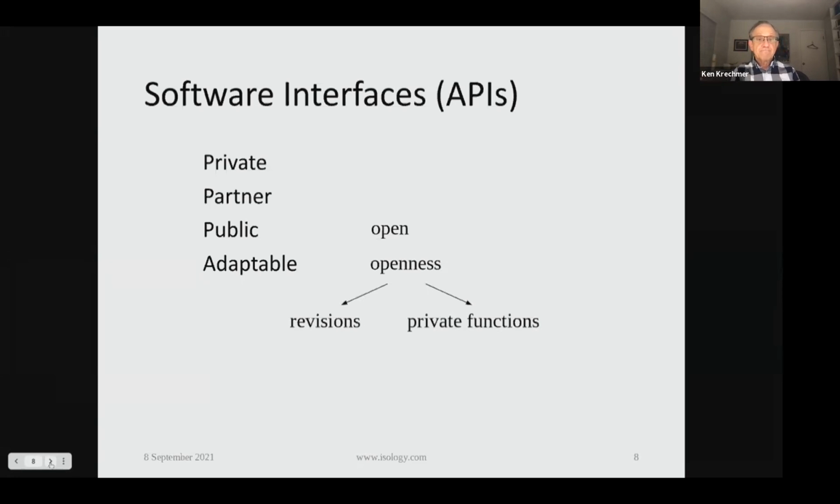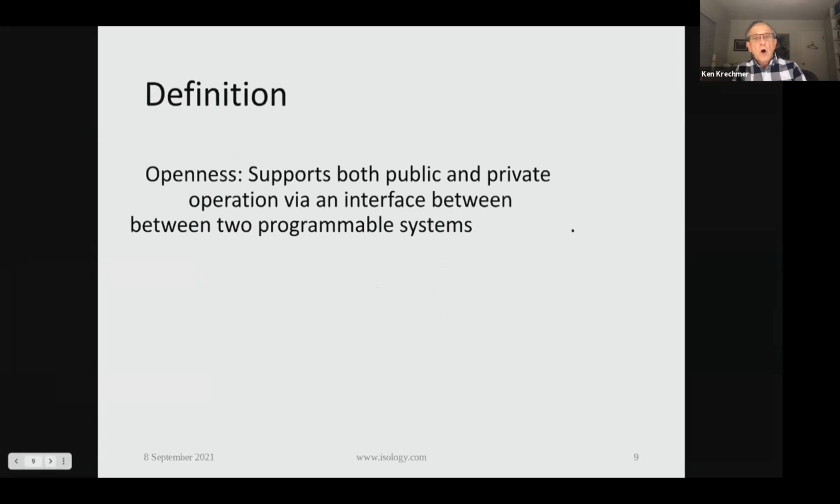Next slide, please. So openness supports both public and private operation via an interface between two programmable systems. No longer is openness only public, which effectively disadvantages engineers like us who make our living by designing things that can be patented. But it now allows for us to make a living, as well as the public to use the system to the extent that they're willing to. Okay, next slide, which is the end.